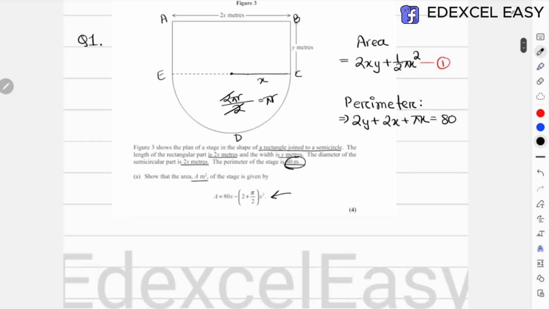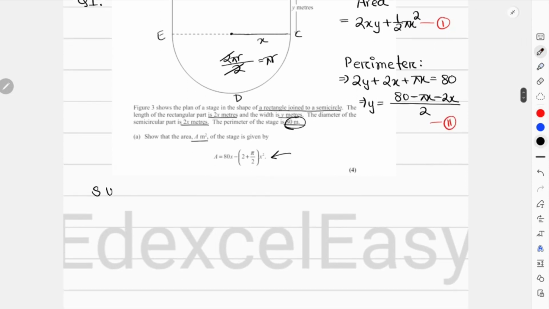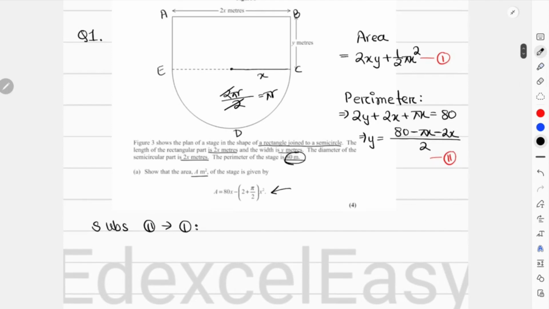Now we're going to make y the subject of this equation, which is going to look like y equals 80 minus pi x minus 2x, and this entire thing will be divided by 2. This is what your second equation would look like. After this I'm going to substitute the second equation into the first equation. This is how the equation looks. Substitute equation 2 into equation 1, which is now going to be 2xy plus half pi x squared.